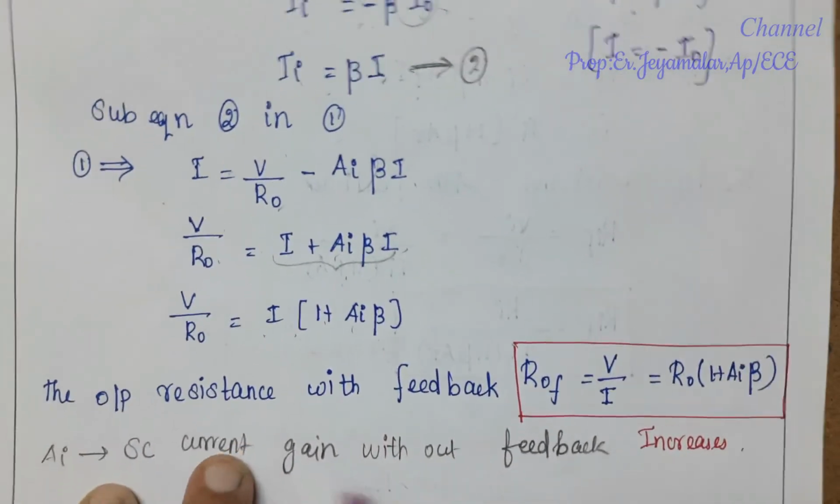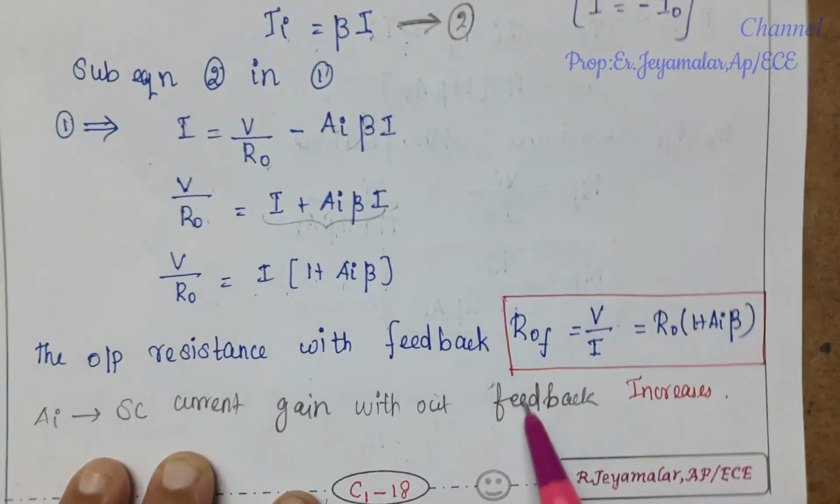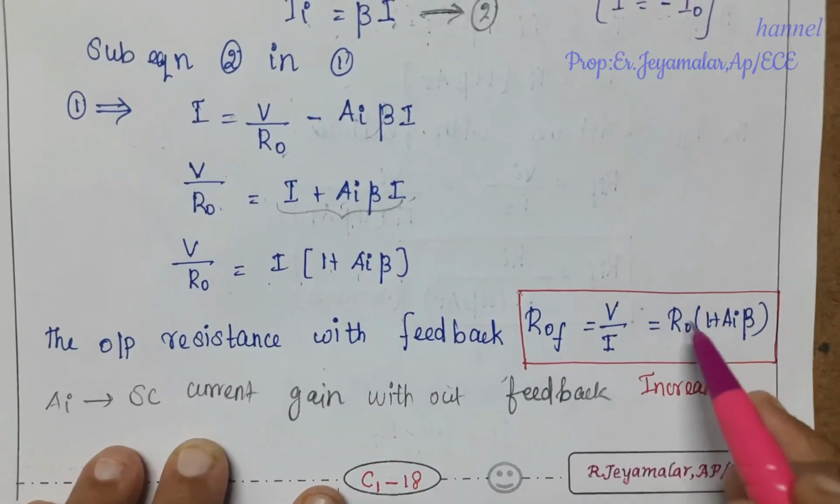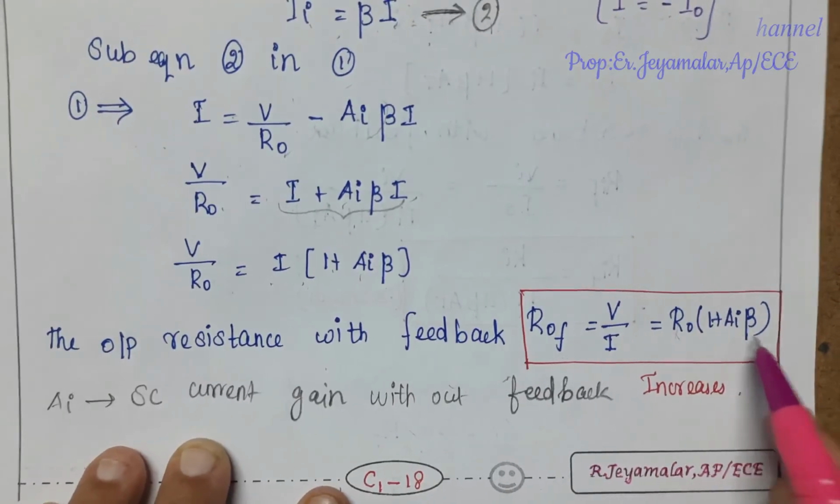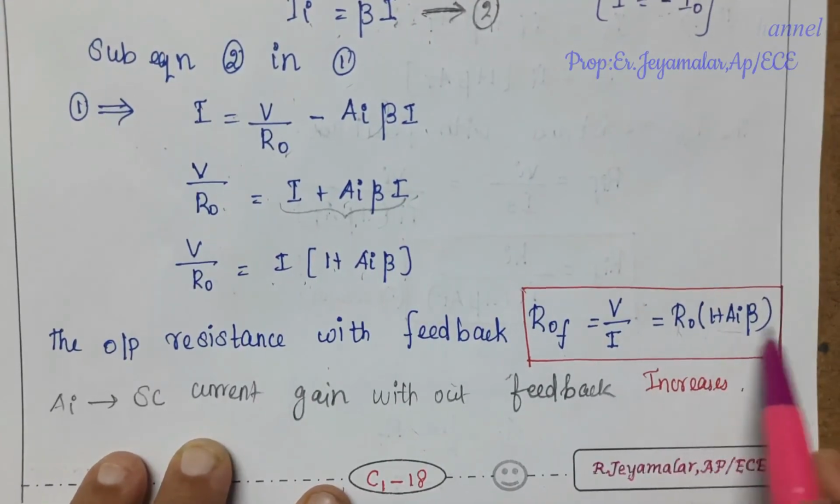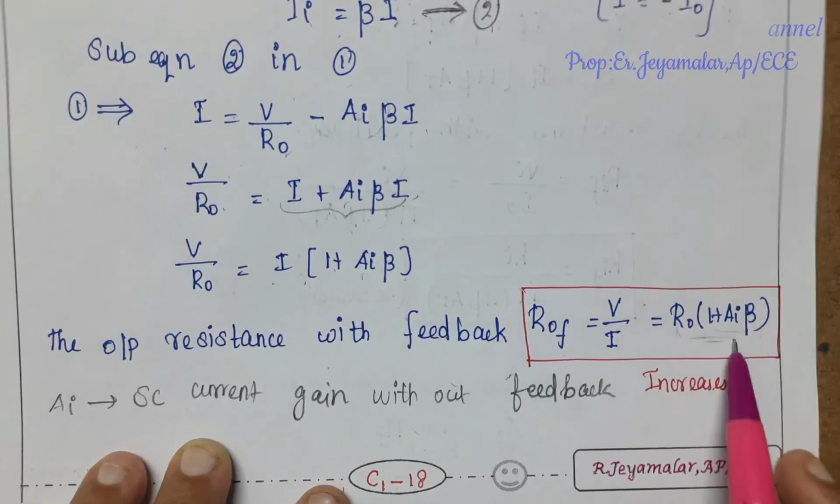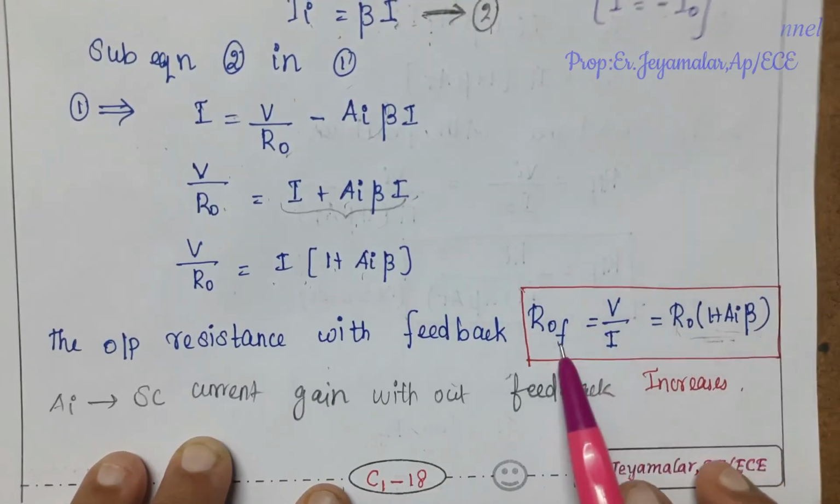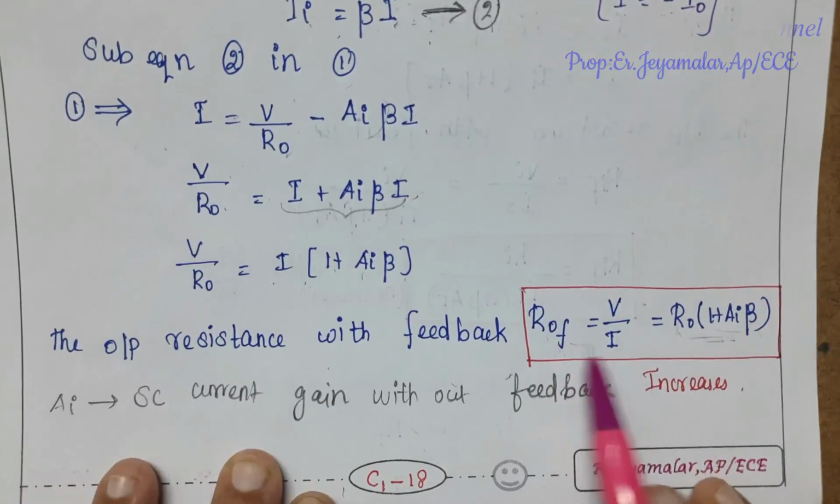Okay. Next, for output resistance with feedback, R naught F equal to V by I, that is R naught into 1 plus AI into beta. See the comparison. Here the beta term is in the form of a product, a multiplication term. So multiplication means the output resistance with feedback increases.